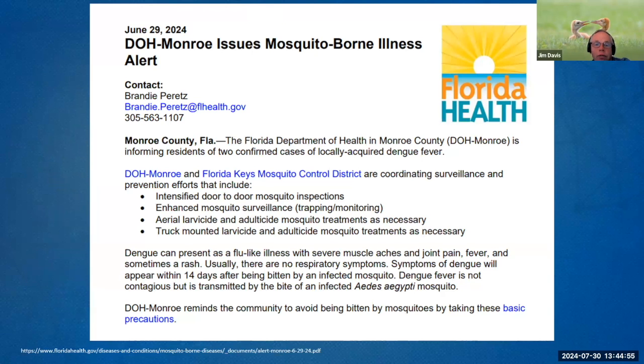I just pulled this off the web. This is from the Florida Health Department. They have these periodic updates that you can view. So this is June, not too far away. In Monroe County, which is there in South Florida, they have 2 confirmed cases of locally acquired dengue fever. That was not too long ago. So you can see how this stuff keeps emerging and keeps coming up.